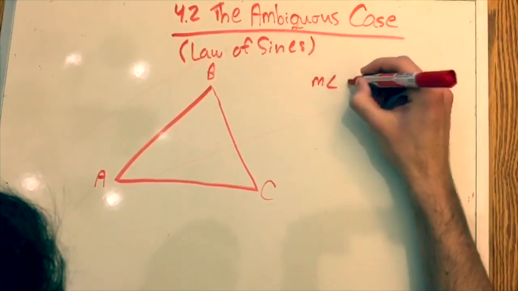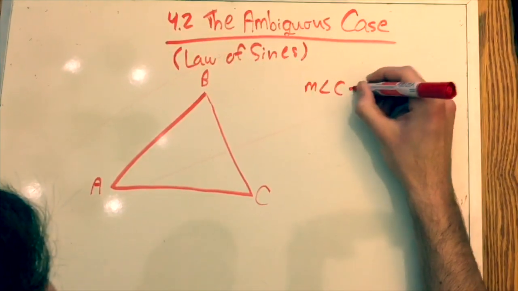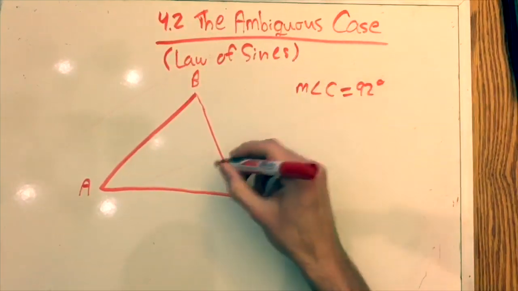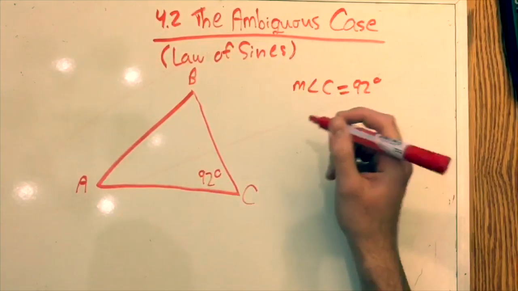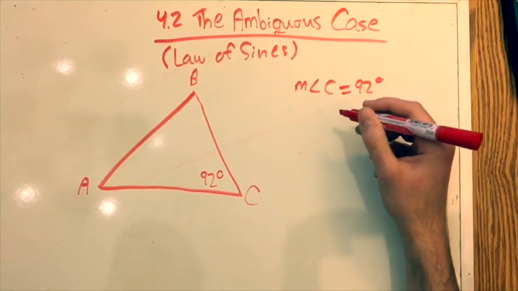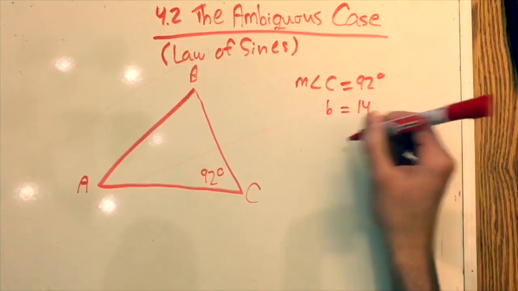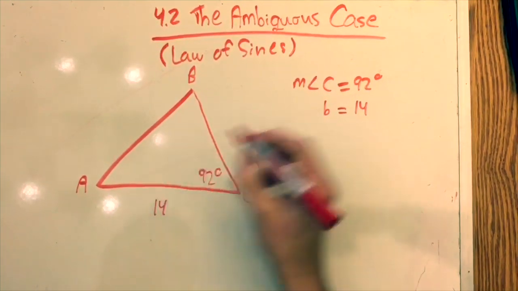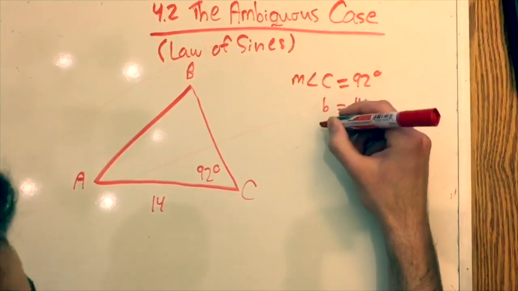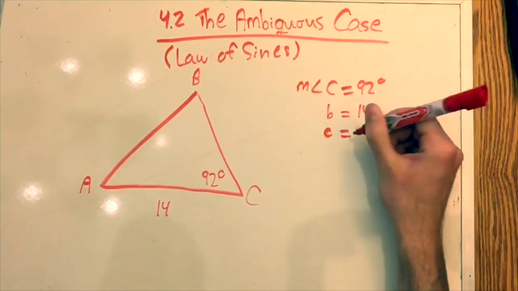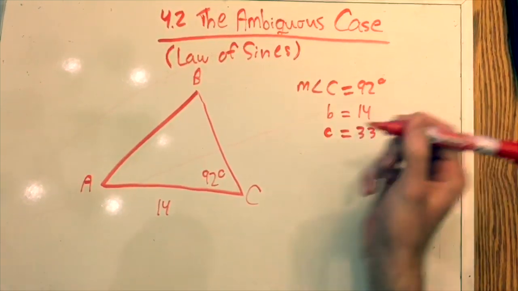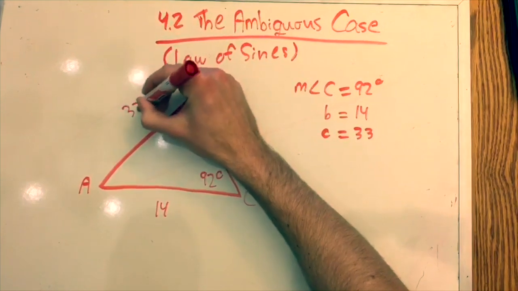The measure of angle C is 92 degrees. In this case, I'd put 92 inside the triangle. The next angle measurement would be B, which is 14. Little b goes opposite large B, and little c is 33. Little c would go across from C.